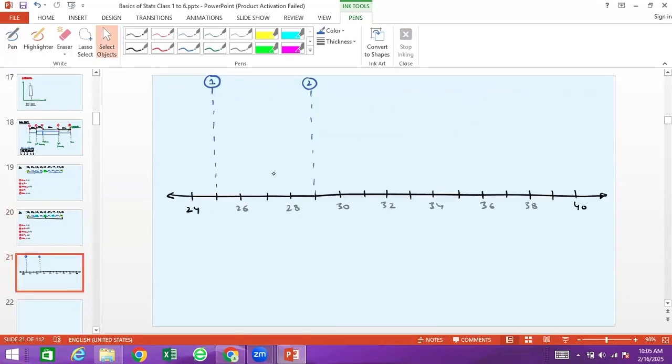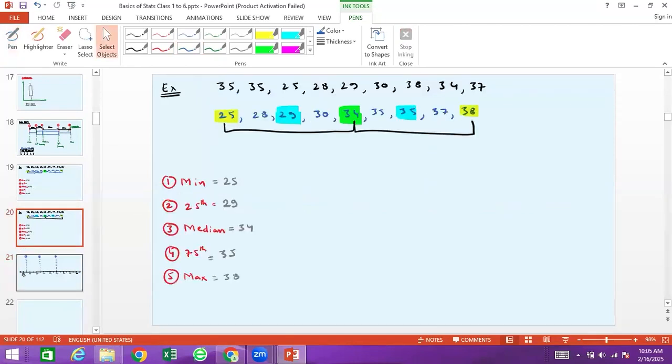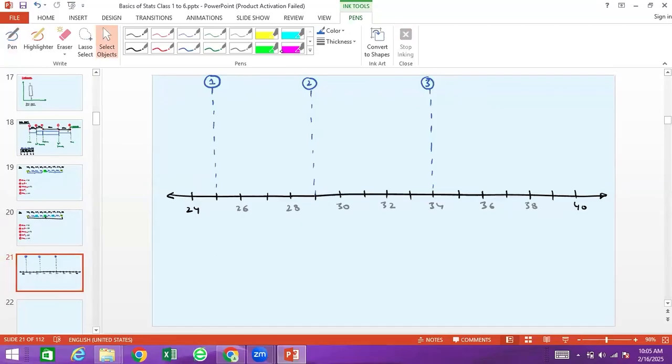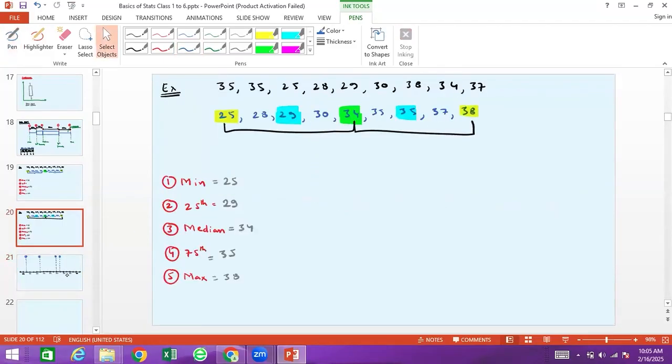So I have the minimum value, that is 25, the 25th percentile, that is 29, then the median value, 34. This is my median value. Then after this I have 35, that is my 75th percentile, my fourth value. And then finally the maximum value, that is 38.